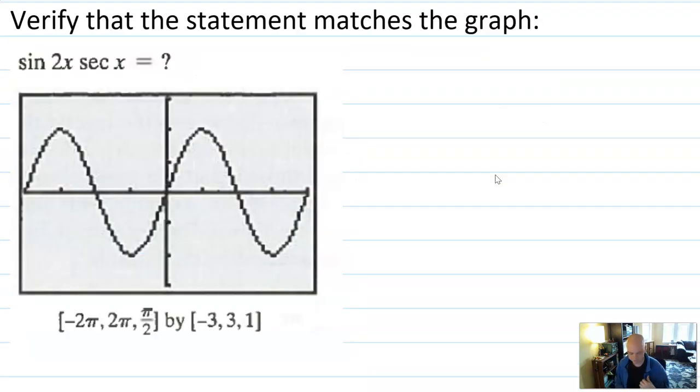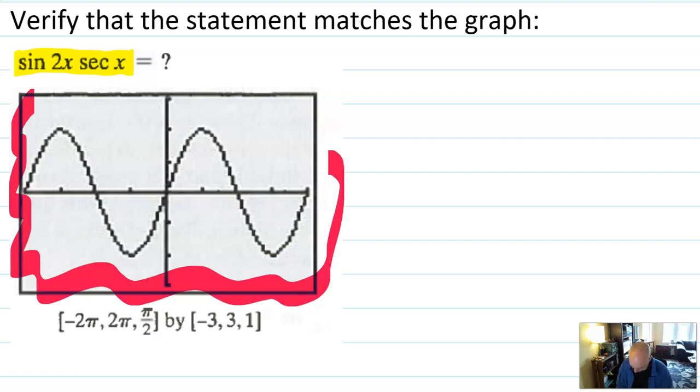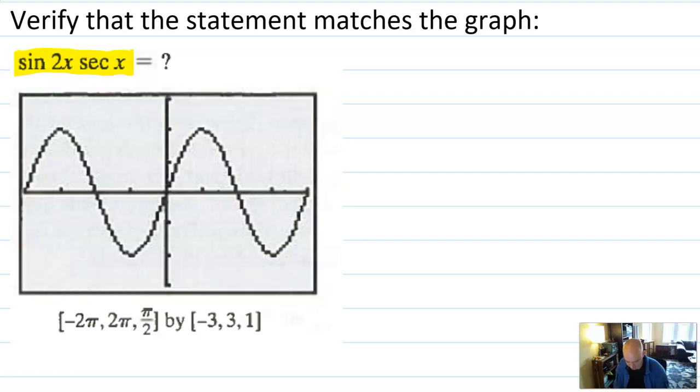Here's another interesting flavor of problem that you might see in your textbook. It'll be phrased in a number of different ways, but the idea is to verify that this statement matches with this graph. And so they don't give you the identity that you're trying to solve for. You just have to use your knowledge of graphing. I really love this kind of problem because it sort of brings everything together. So let's take a second and just peek at this graph and see what we can figure out.